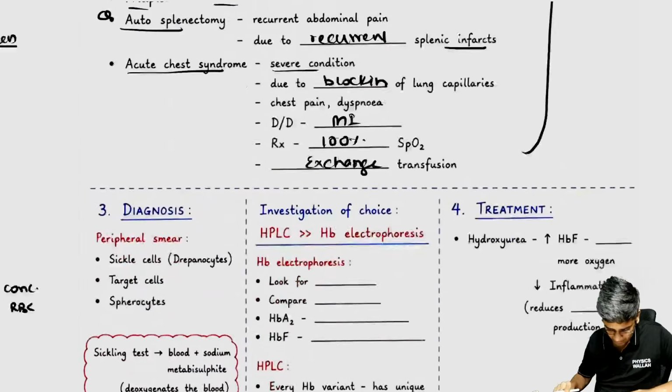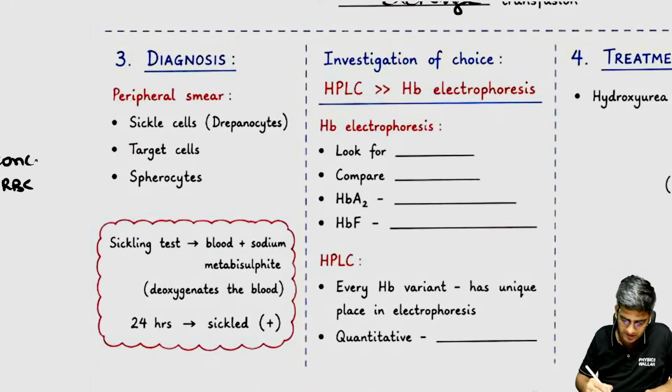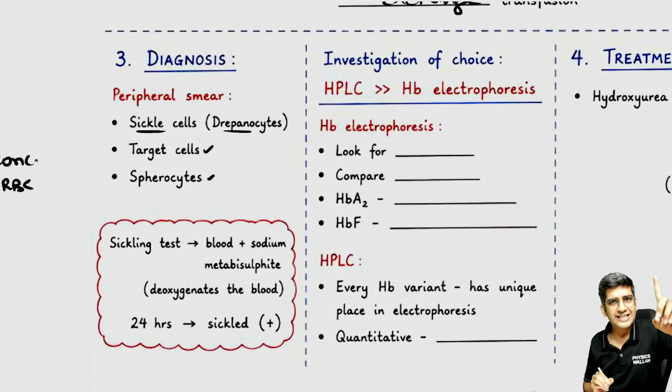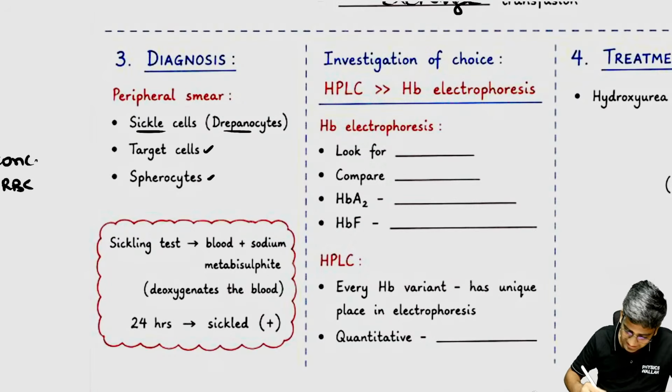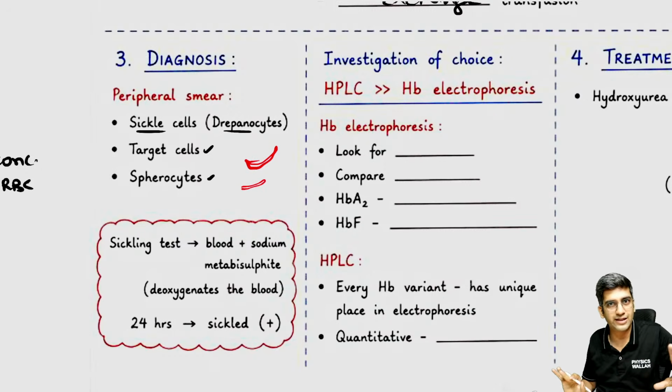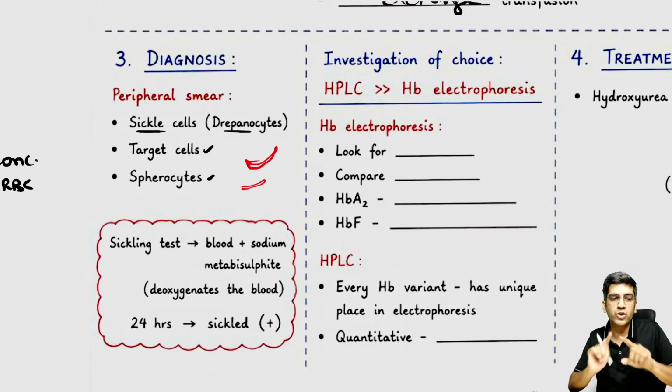Okay, let's see. Fine. So peripheral smear is very simple for me. I'll say sickle cell, drepanocyte, target cell possible, spherocytes possible, but sickle cell is diagnostic. Sickle, please remember, need not always be like this. Tapered cell is also sickle. Flat cell is also considered sickle only. But the original cell is going to be like a sickle, right?